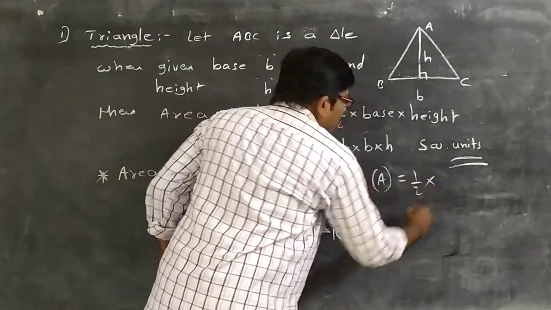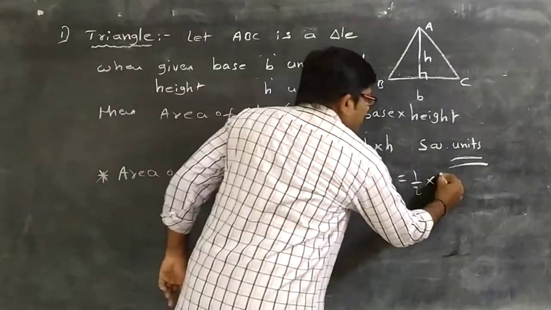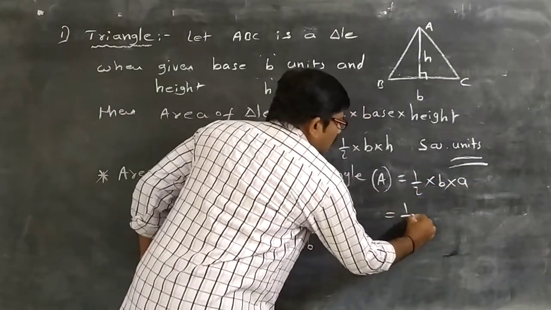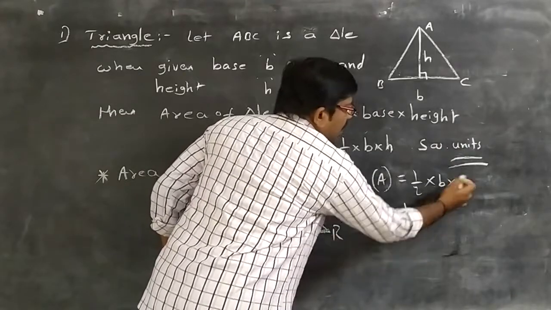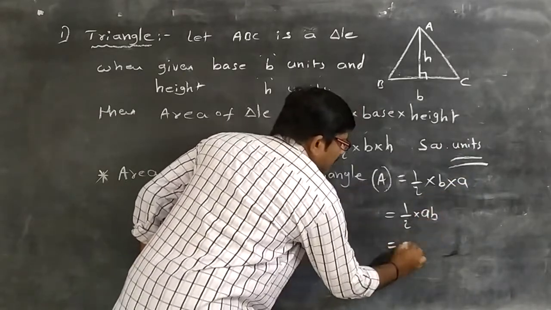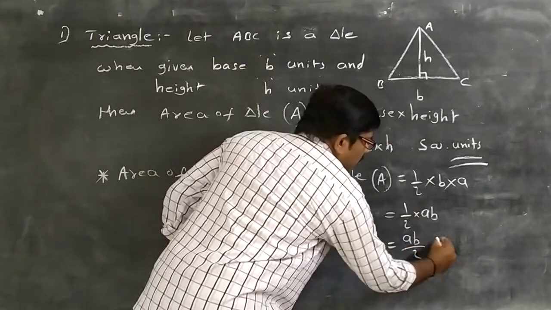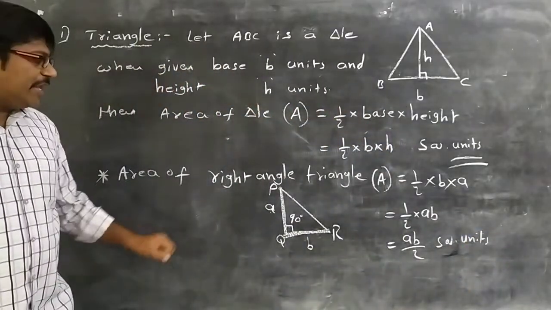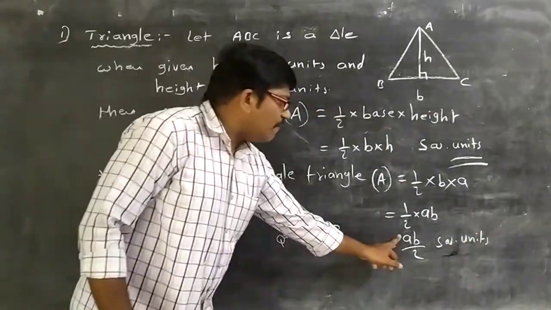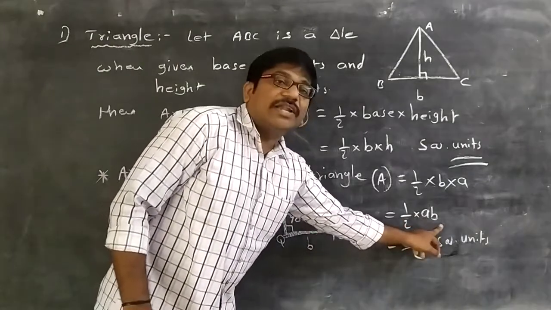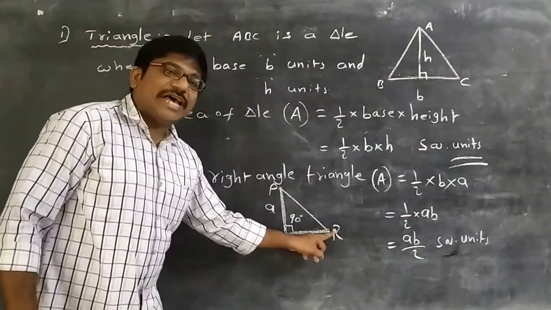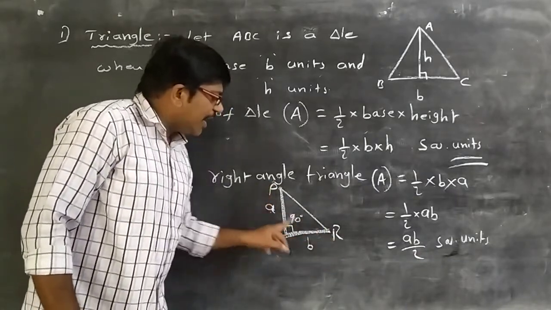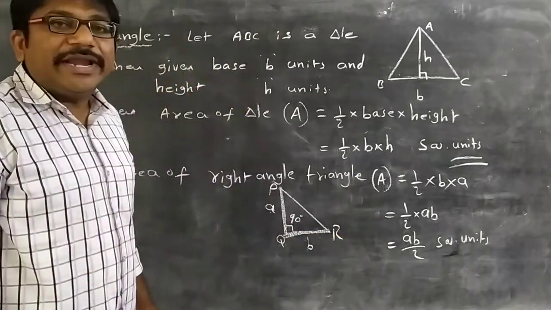Half into, so here the base is B and the height is A, right? That is equal to half into AB. B into A can be written as AB. That can be written as AB by 2 square units. See, the area of a right angle triangle is half into the product of the perpendicular sides. Here the perpendicular sides are one is A and another one is B, right? So half into A into B. That is the area of a right angle triangle.